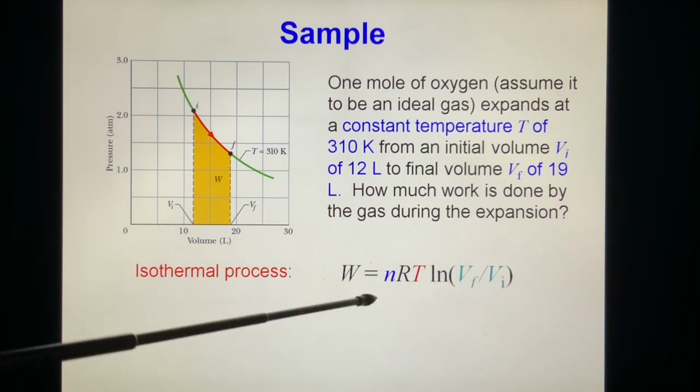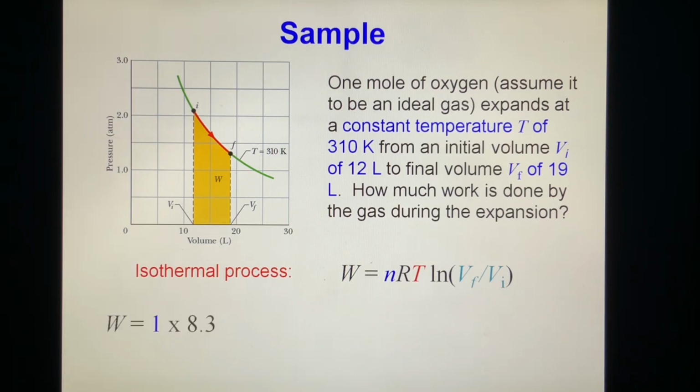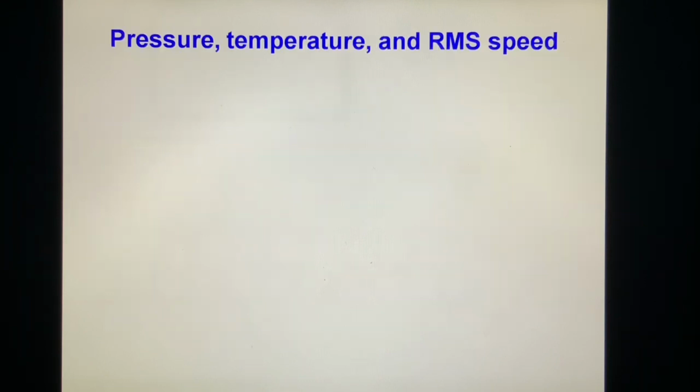Okay, so we know the work done has a formula, and everything in it is a variable, so it is very easy. We put the numbers inside, and we get a number. Next: pressure, temperature, and the root mean square speed.